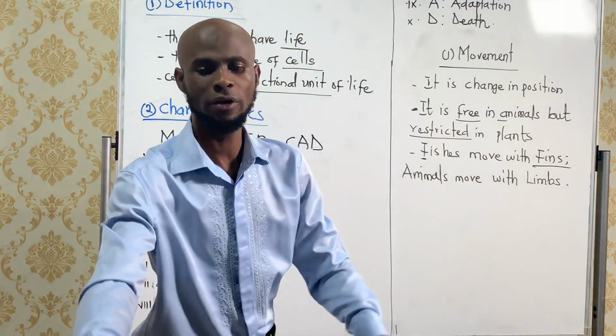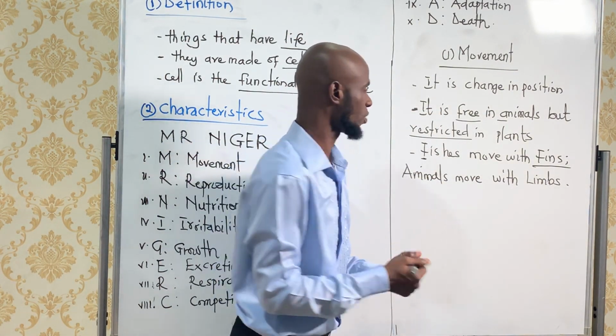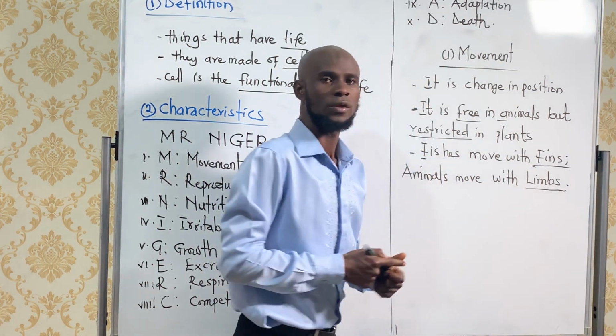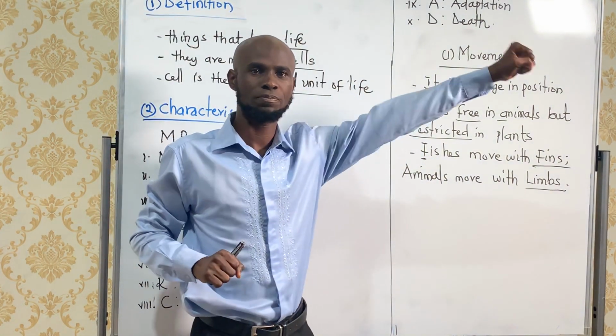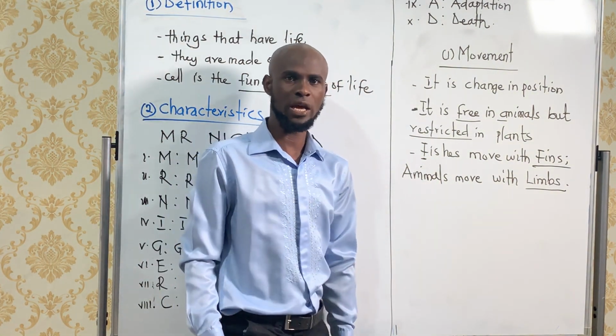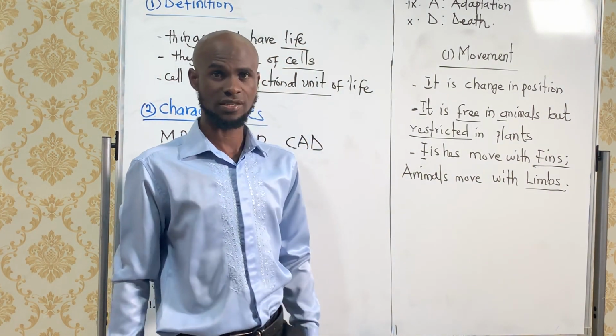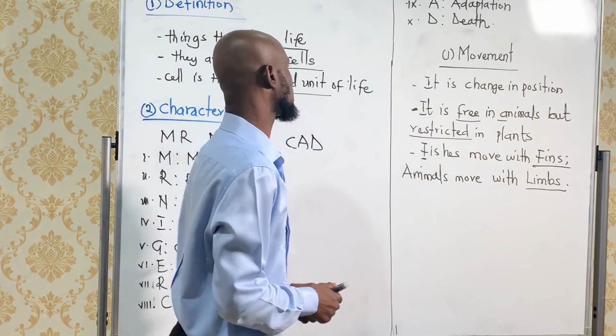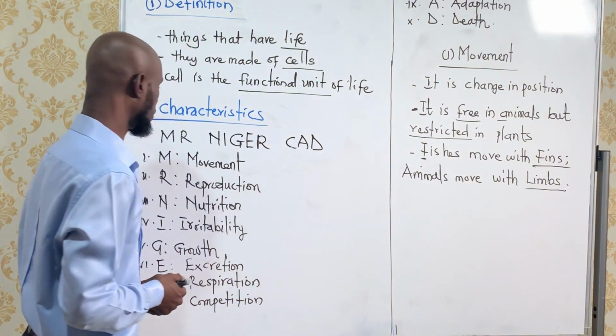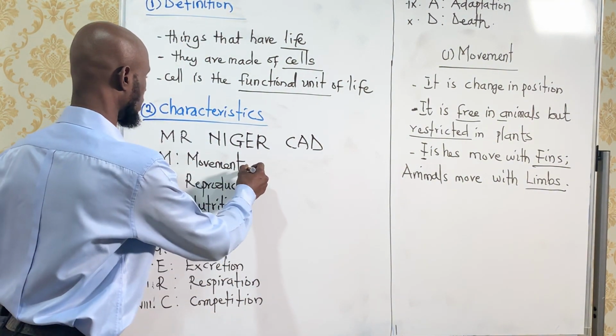That is good. Human beings will move with what? They move with limbs. Look at my limbs, upper limb. Look at my lower limbs, and that is what we call the legs. We move with the limbs. So let's go to the reproduction. That is the next. We've talked about the movement.